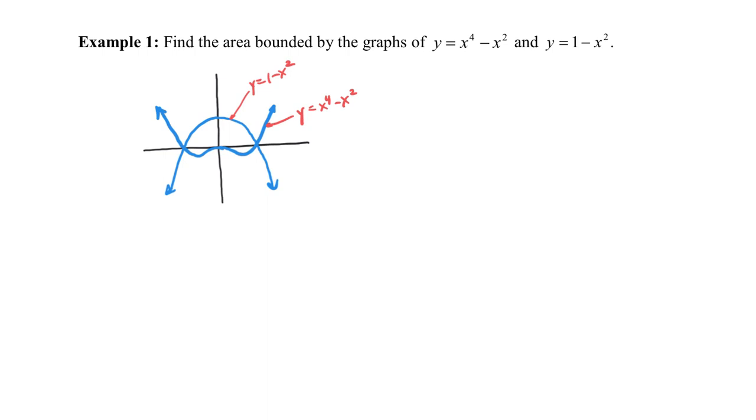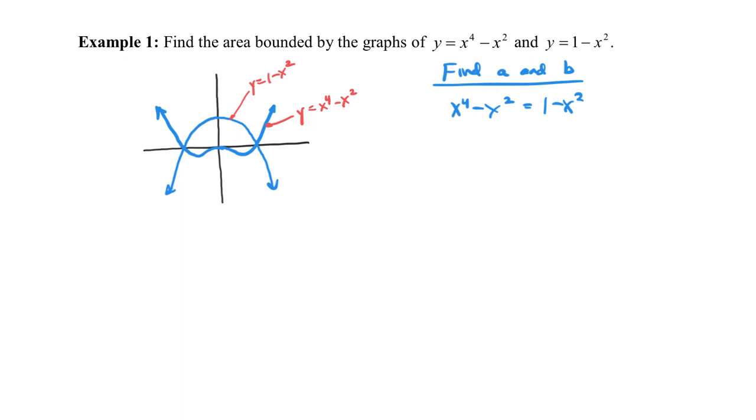So that's how we'll find a and b. So let's find a and b. And we're going to want to do this by hand. Find these by hand. So we set these equal to each other. So x to the fourth minus x squared equals 1 minus x squared. And then we can just solve this.